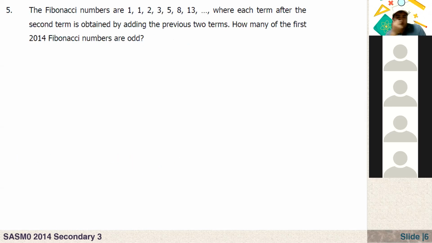And it's about Fibonacci numbers. The Fibonacci numbers are 1, 1, 2, 3, 5, 8, 13, where each term after the second term is obtained by adding the previous two terms. How many of the first 2014 Fibonacci numbers are odd? And also we did this, right?